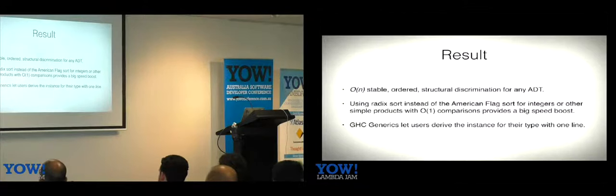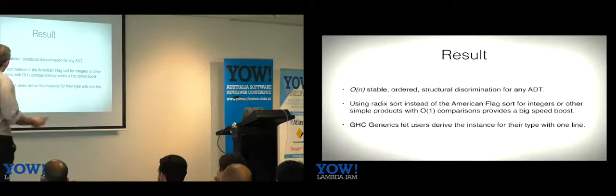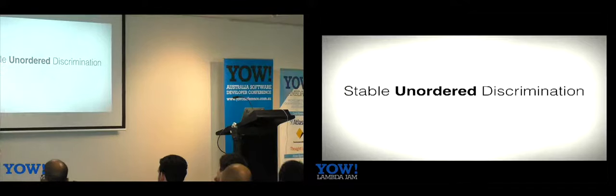So far what we have is O(n) stable order discrimination on any ADT, radix sort instead of American flag sort boosts my constants, and then GHC generics let us derive the instance. We had to use a lot of theory to get here, right? We had to go off and find what are the monoids of Day convolution, but we got a nice API, and we're able to use these nice classes that have applications in all sorts of other domains, and we can directly see the connection in many ways to sorting and grouping, where we had the equivalence classes and the ordering. Which then invites the question of, what are the things that I can only compare for equality, but not order? And how could I gain anything out of that?